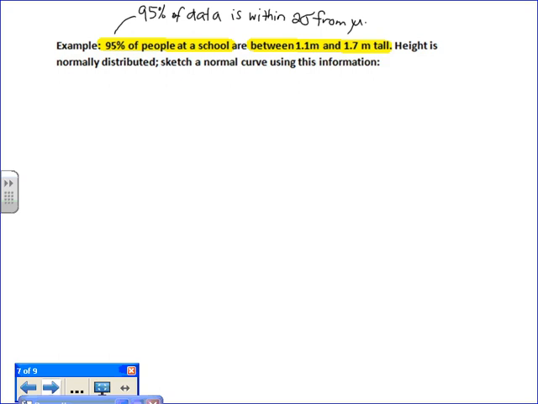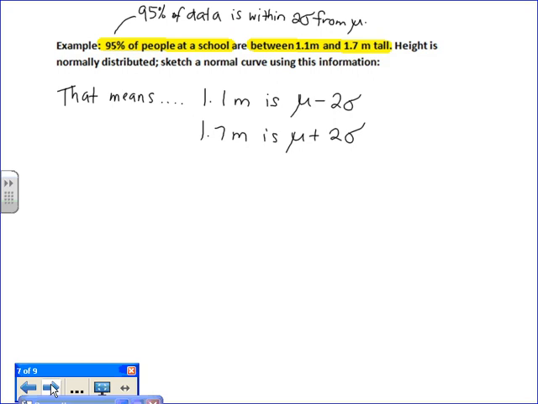Okay, so that means that my lower value, 1.1 meter, and my upper value must be within 2 standard deviations of the mean. So this one, 1.1, must be the lower value, so that must be the mean minus 2 standard deviations. And 1.7 must be the mean plus 2 standard deviations. So with this information alone, I can go right ahead and start my bell curve.